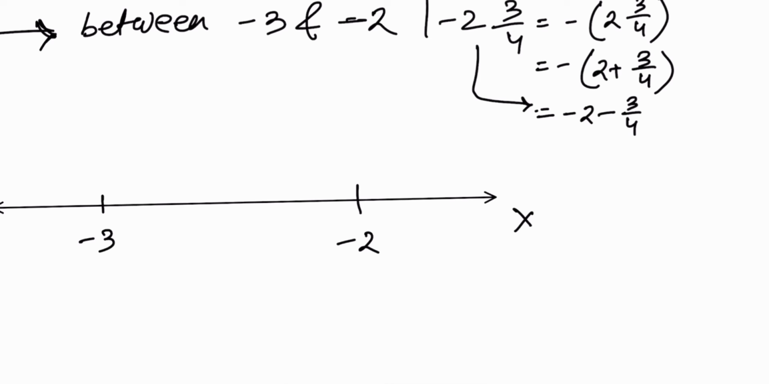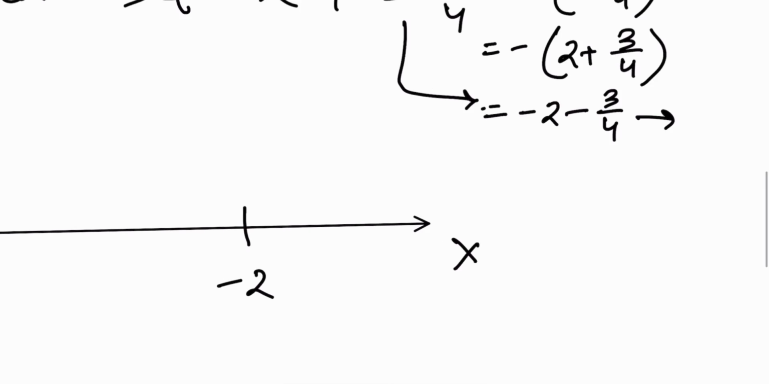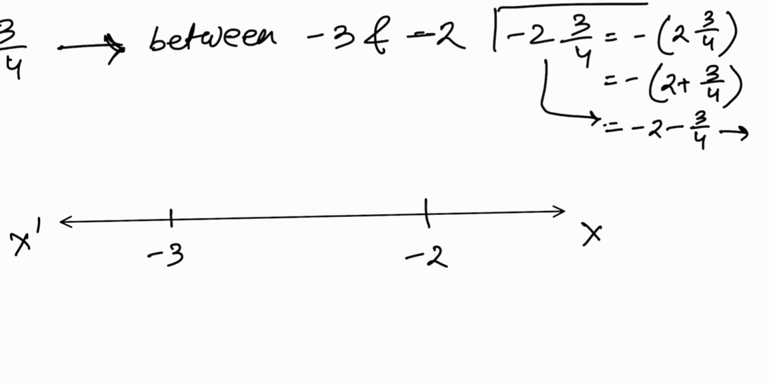3/4 means a fraction out of 4. What is meant by 3/4? Out of 4 parts, there are 3 parts. So we have to take 4 parts. To make 4 parts, we need 3 cuts. If you mark the portion between -3 and -2, we have to cut that portion equally into 4 equal parts: the first part, the second part, the third part, and the fourth part. To make 4 equal parts, we need only 3 cuts.